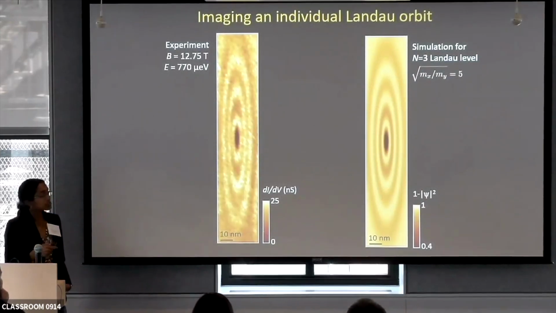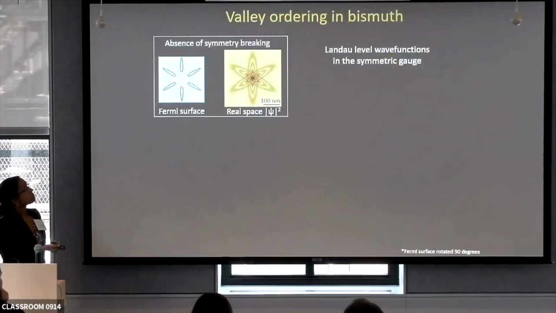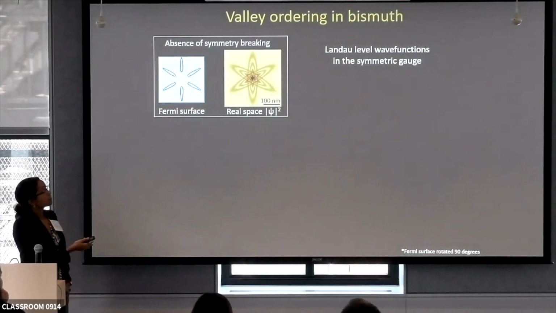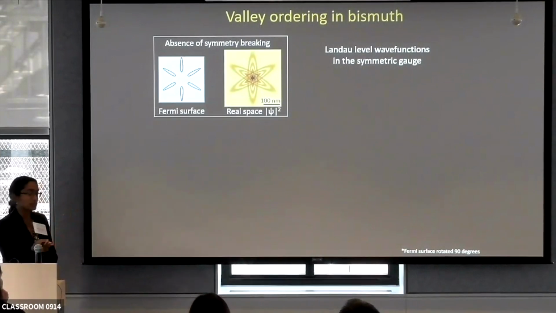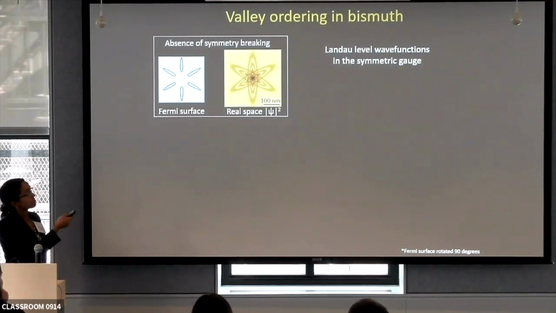experiments. So up to now, what we've been able to do is, in the absence of any symmetry breaking, if we have a Fermi surface in momentum space that has these 6 pockets, then we expect the real space Landau level wave functions to have ellipses with these 3 directionalities superimposed upon one another.